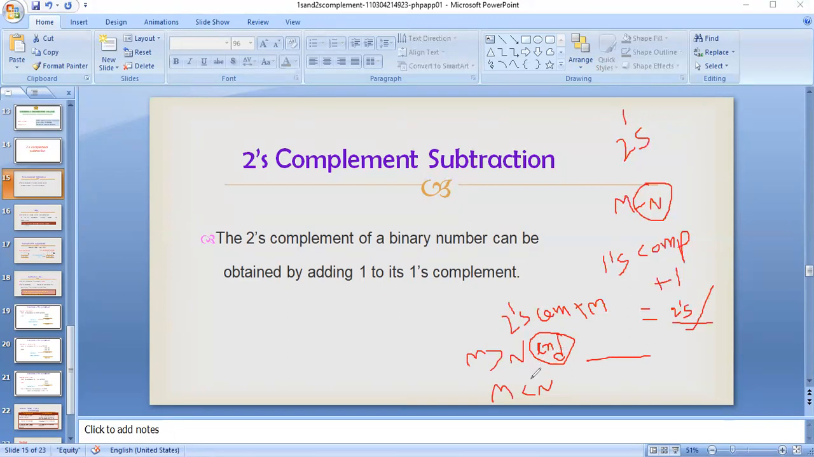For example, if it is the m less than n condition, it means there is no end carry in the result. There is no end carry in the result. This means you have to put a negative sign in front of that number, and again complement that number. You have to find the 2's complement of that number.